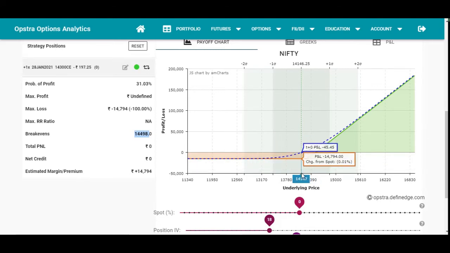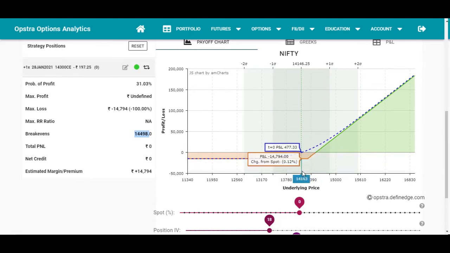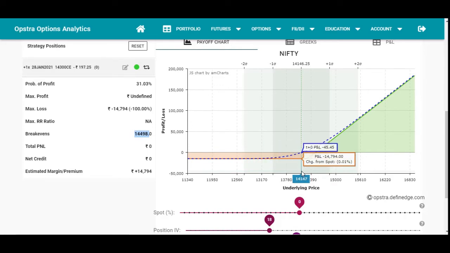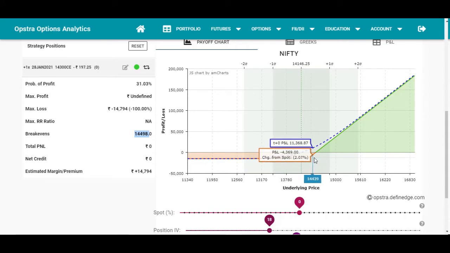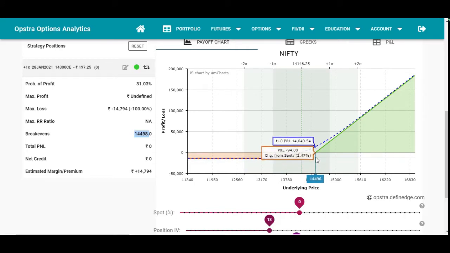Okay, so here you can see this is the current market level, which is like 14,143 or 147 where it is trading, and you can see, wherever the market goes, the P&L section shows that it will be in a loss of 14,794. But once it starts moving upside and reaches the break-even point, which is 14,498, you can see that the loss is getting decreased, and it will be near zero, and post that level it will be in profit.